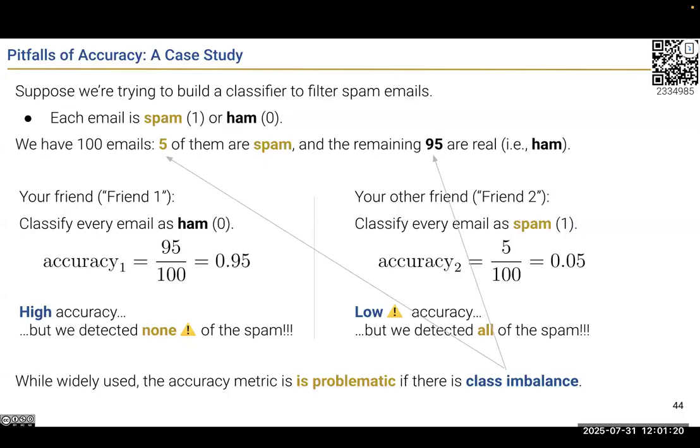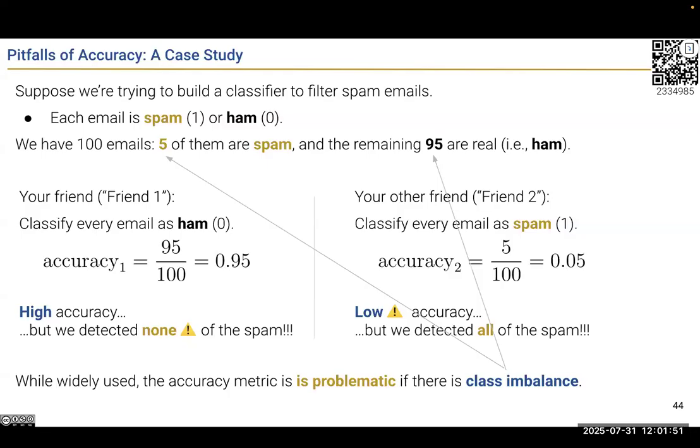So this is one of the problems with accuracy: when you have class imbalance, a lot of examples of one type and just a few of the other type, your accuracy could fail in these cases. Because you can imagine if you have 50 spam, 50 ham, then both of these classifiers would give you an accuracy of 50%. So it wouldn't have this kind of issue.